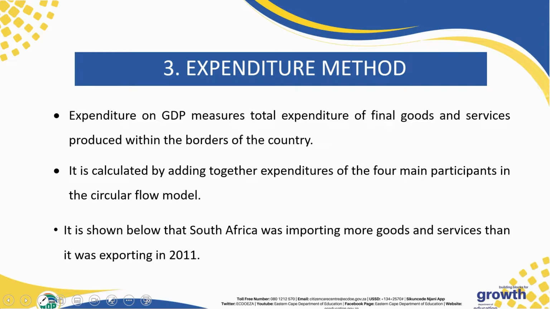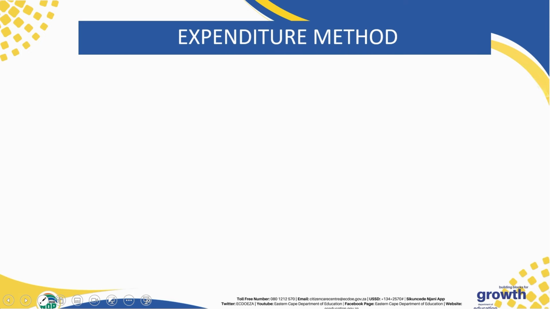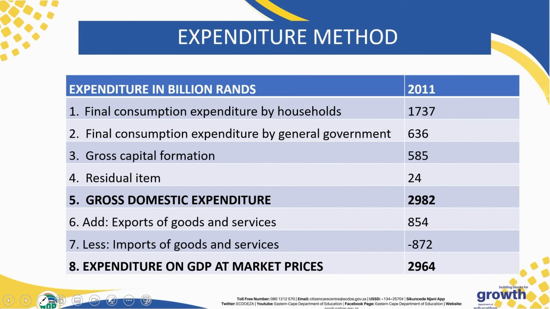So we're going to add all the expenditure that is made by different participants in an economy, ranging from households, the firms, the government, including the foreign sector, all four main participants in our circular flow. Also, this should determine for us the level of exports and the level of imports in the country, to understand whether we are exporting more or importing more goods and services to the rest of the world. Let's look at the schedule of the expenditure method.